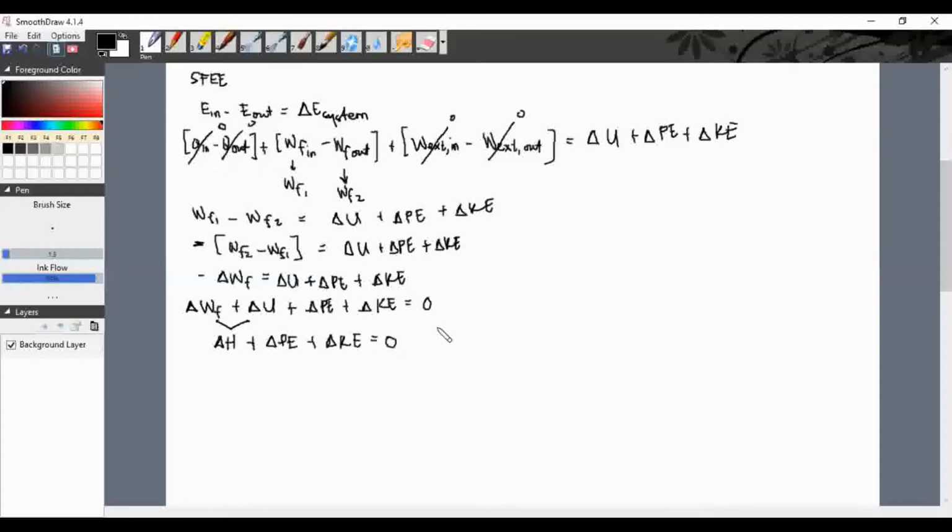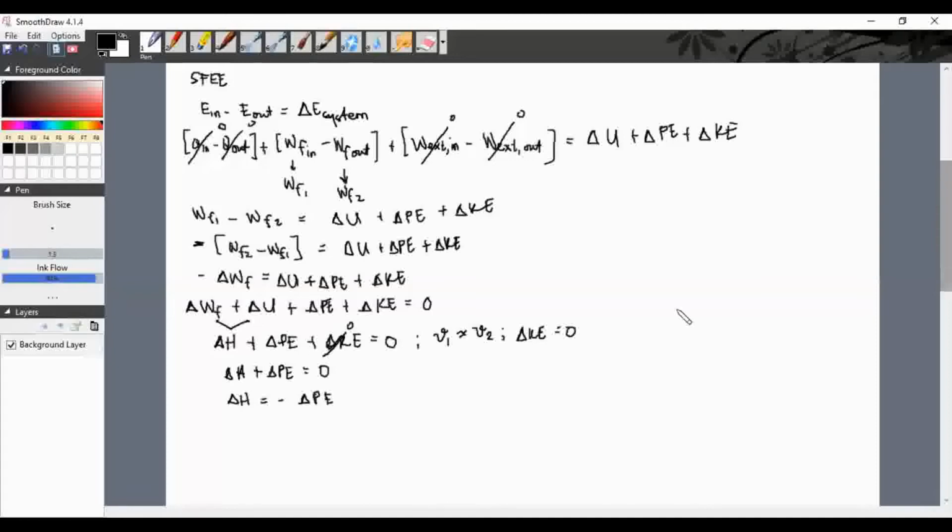No velocity was mentioned. We assume that the velocity at point 1 is almost equal to velocity 2, thus delta KE is equal to 0. So what remains is delta H plus delta PE equals 0, or delta H is equal to negative delta PE.